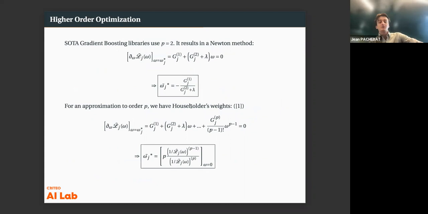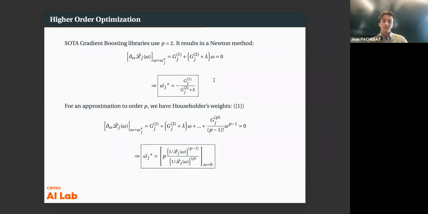So let me talk to you about higher order optimization now. Until now, state-of-the-art gradient boosting libraries used p equal to 2. It results in some kind of Newton method, which is not exactly a Newton method, but we see that there are similarities between this formula and the Newton method. And we obtain an optimal weight for the terminal leaves, which is specific to this approximation of the loss to order p equal to 2.